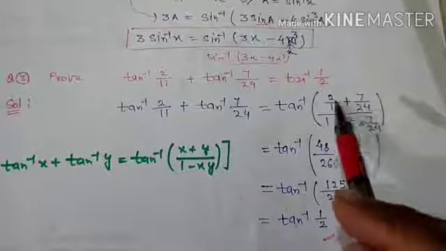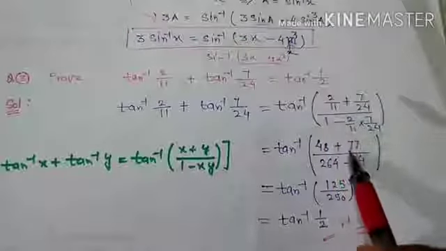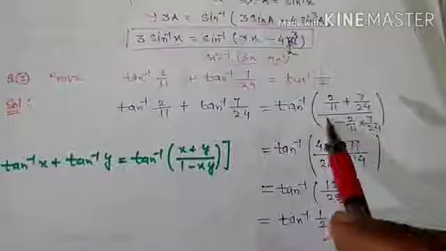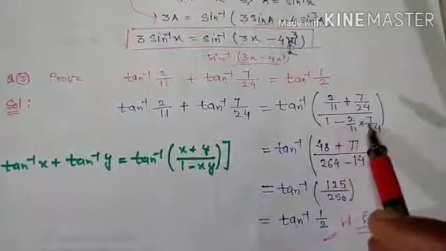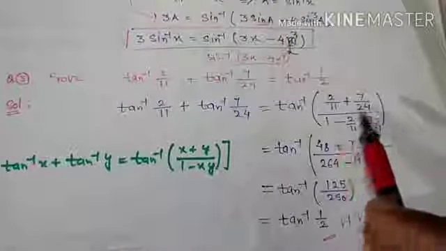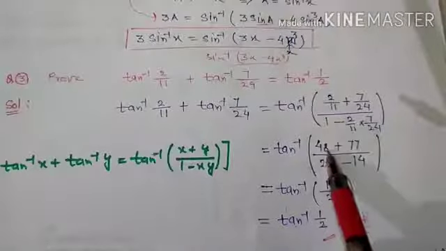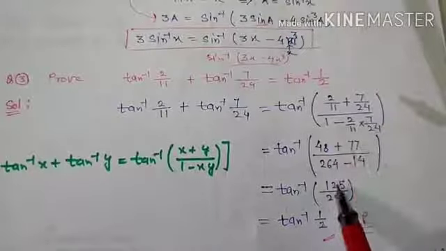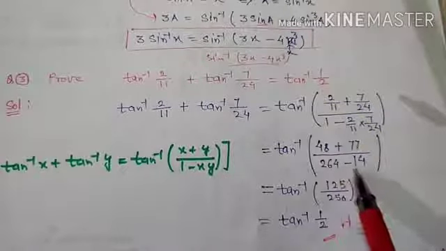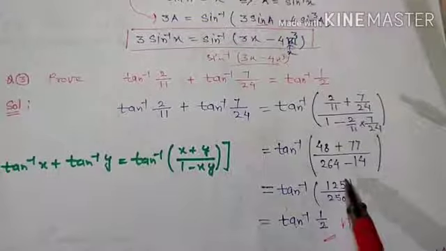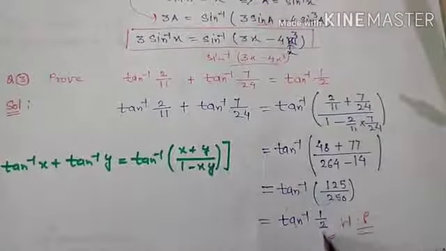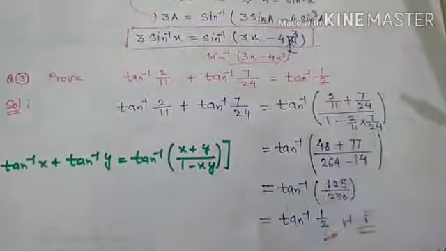If I take the LCM, I'll be getting 48 and 77, and in the denominator 11 into 24. Same here, 11 into 24, 264 minus 7 2s are 14. 11 into 24 again LCM, so I cut that part. If I add it, 48 plus 77, 125. If I add 264 minus 14, I'll be getting 250. So after reducing it, I'll be getting 1 by 2. So hence proved. This was to prove.